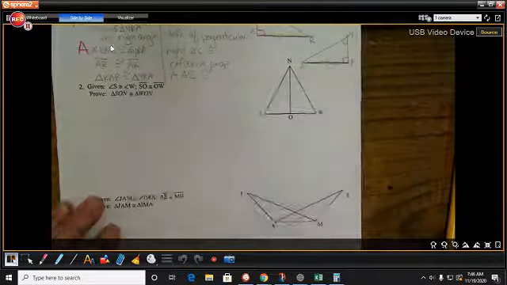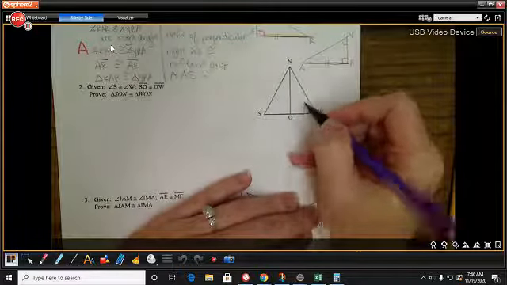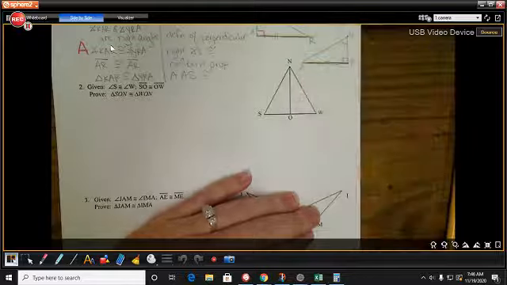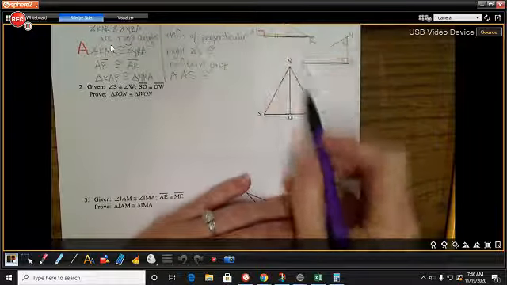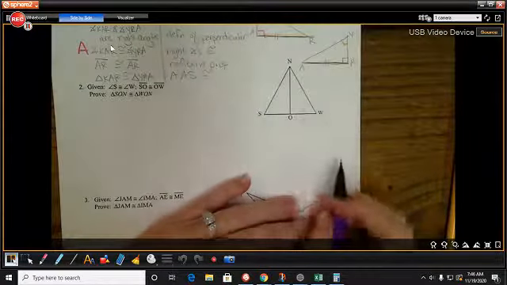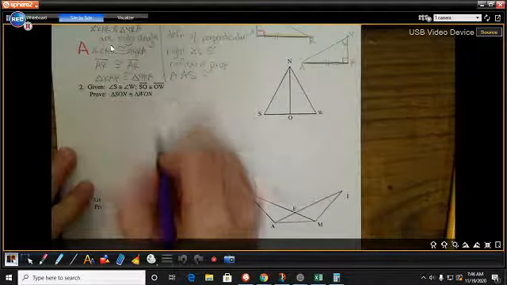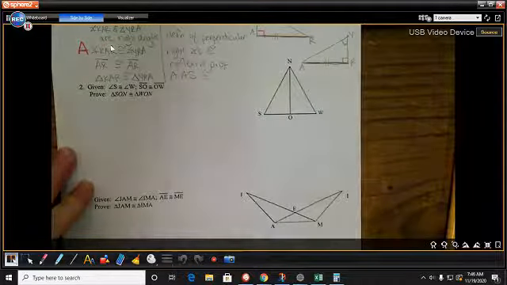We have a new picture. These triangles aren't overlapping necessarily. These triangles are touching each other in the middle. So again, if they're touching each other, it's good to watch out for a piece that they share because it will be congruent to itself. So let's look at what we have. We'll mark our picture and set up our givens.